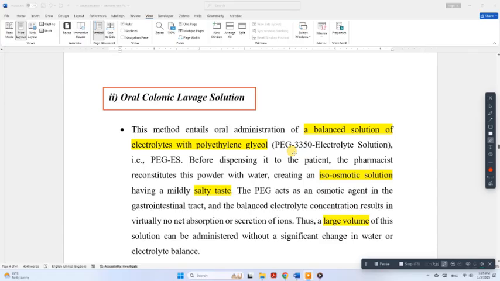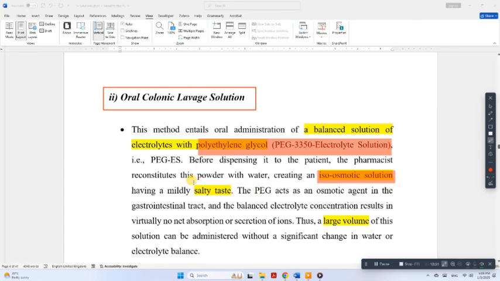What do you have? The doctor might prescribe a balanced solution of electrolytes with polyethylene glycol for you. It's given as PEG. There are many different PEGs with different numbers, PEG 200, 400, 600, etc., and there is PEG 3350. Usually, the pharmacist will take this. It will be in the form of a powder, and the pharmacist will reconstitute this powder containing PEG and electrolytes in a specific volume of water to make an isoosmotic solution.